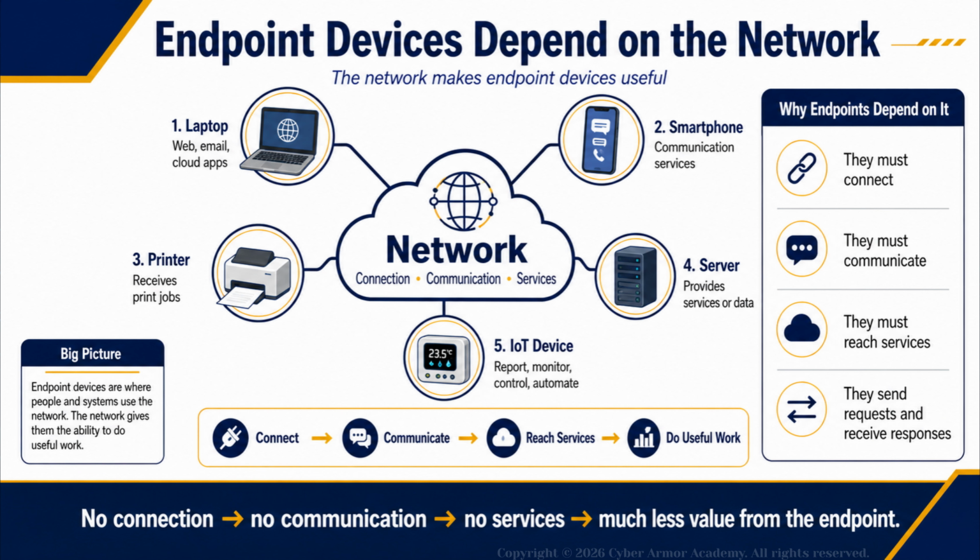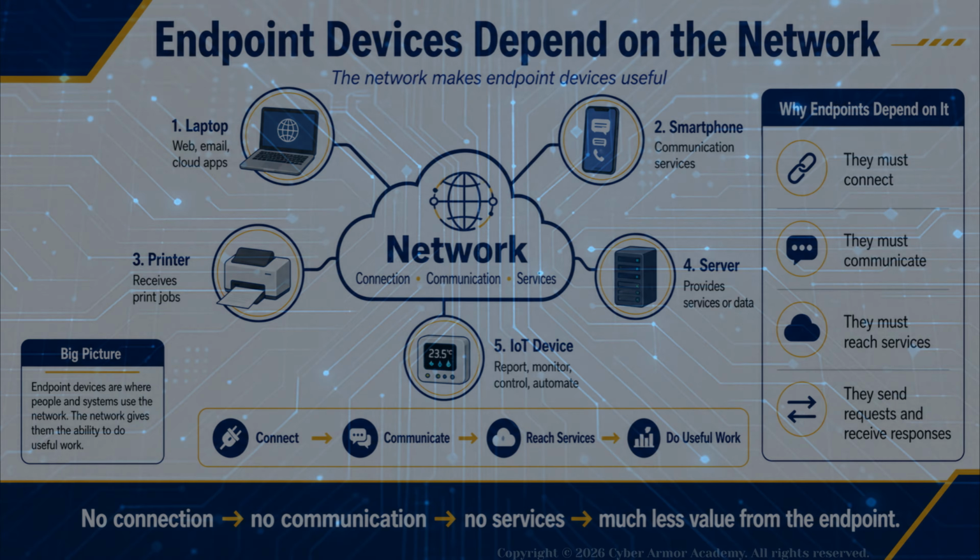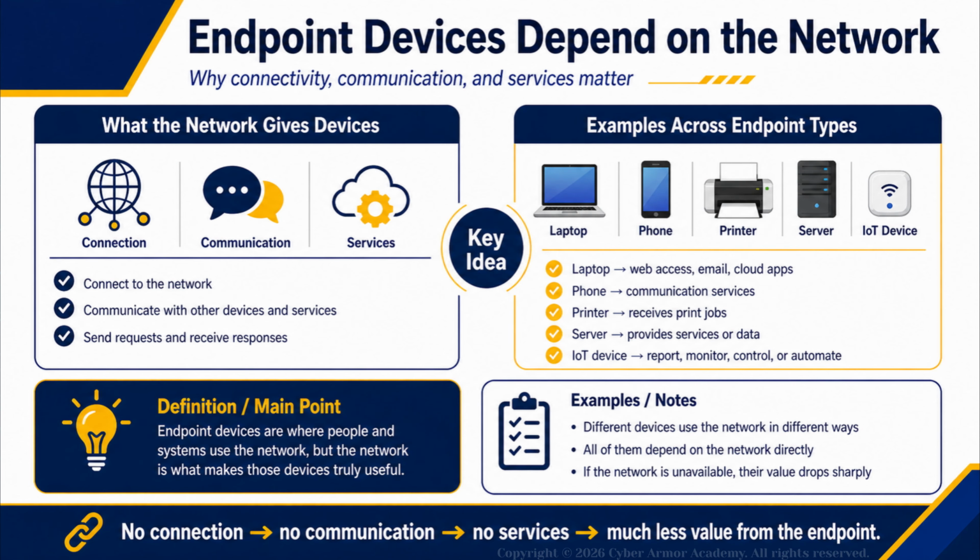So let's wrap this up. Endpoint devices depend on the network because the network gives them the ability to connect, communicate, reach services, send requests, receive responses, and do useful work. A laptop depends on the network for web access, email, and cloud apps. A phone depends on the network for communication services. A printer depends on the network to receive jobs. A server depends on the network to provide services to other devices. An IoT device depends on the network to report, monitor, control, or automate.